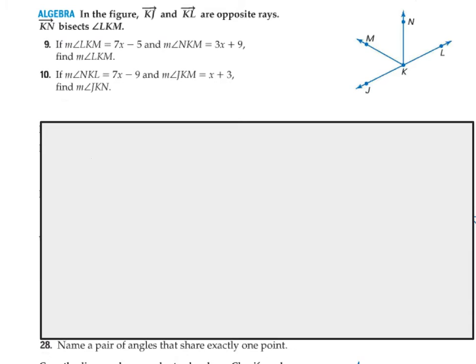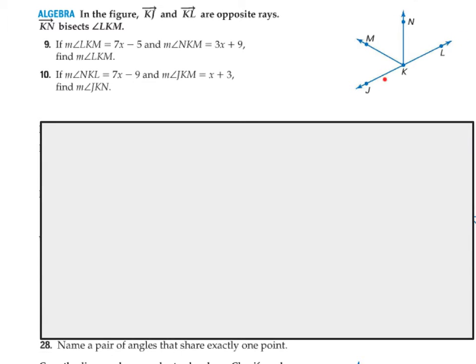Okay, so let's take a look at numbers 9 and 10. I've had a lot of questions about these, so I wanted to help you set these up. First of all, it's very important in geometry that you read the information that's given about a diagram. So here's our diagram. We are told that ray KJ and ray KL are opposite rays. So that's important to know.